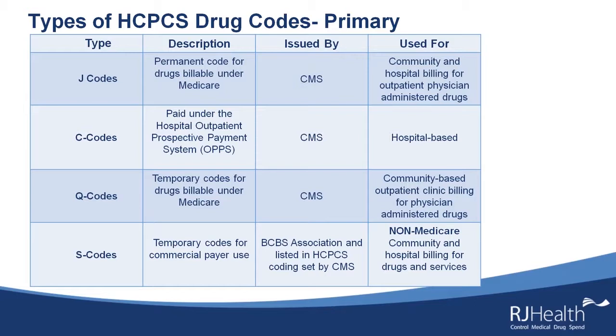Finally, the other primary code we see are S codes. These are created by the Blue Cross Blue Shield Association, and they are listed in the CMS coding set by CMS. These particular products can either be for items that Medicare may not necessarily cover, so you wouldn't bill Medicare with an S code. However, for community billing or for a commercial plan, they could be used. They typically do have that route of administration and generic product name. They can provide a little bit more guidance regarding market share and help for reimbursement rates for commercial plans.